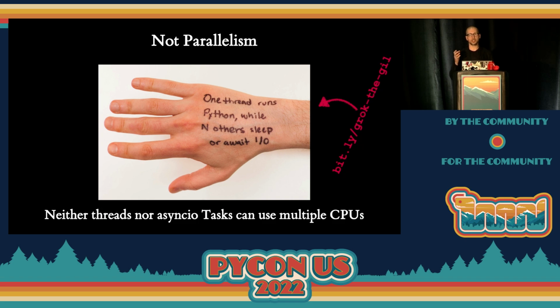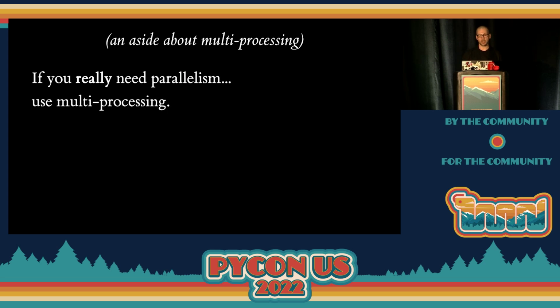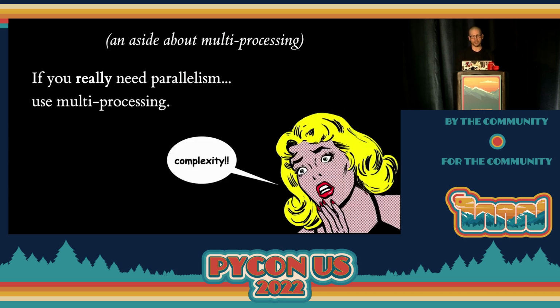And just so you know that I know what you're all thinking, let's do a quick aside about multiprocessing, which is that if you really need parallelism, you should use multiprocessing. But it's not the panacea that it's made out to be. It is the only way for standard Python to use multiple cores, but coordinating and exchanging data among processes has a lot of hidden complexity, so beware.